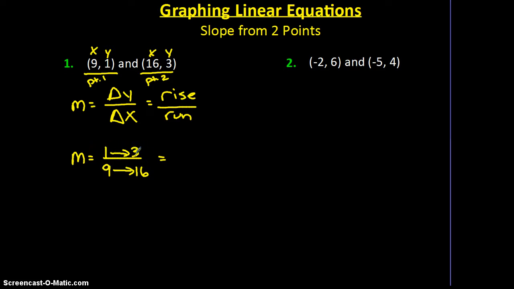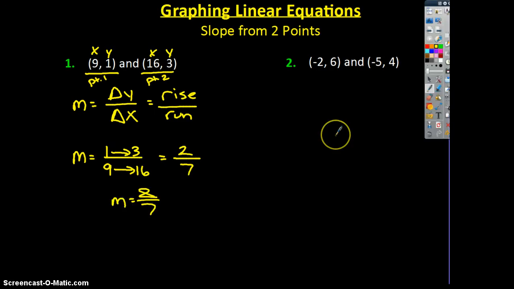From 1 to 3, how did we change? We went up. And by how many? We went up by 2. So that means it's a positive 2. Over, we went from 9 to 16, which is a positive change, a positive change of 7. So that means, I made a little mistake down here, that our slope then is 2 over 7.